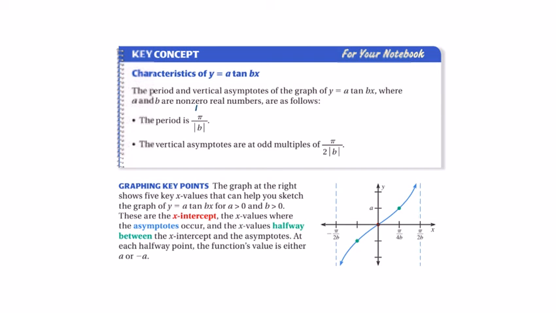However, here, notice that for tangent, a period is not going to occur every 2 pi, it is every pi units. So instead of it being 2 pi over b, for tangent, it is pi over the absolute value of b. And then the vertical asymptotes are at odd multiples of pi over 2 times the absolute value of b. All right, so that's going to help me figure out how often my curve, my function, is repeating, and where to place these asymptotes.